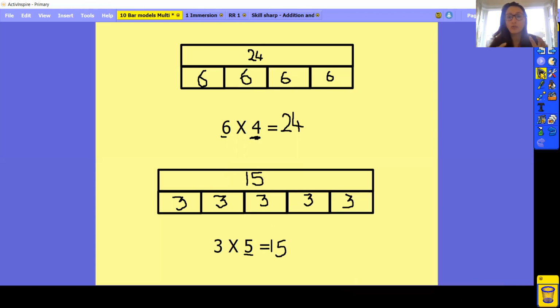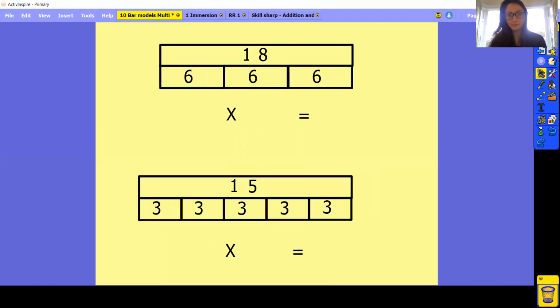Remember, when you do this, try and make sure that the bottom boxes are as equal as they can be. I know it can be a little bit tricky sometimes, but try your best to make sure that all the boxes are of an equal amount.